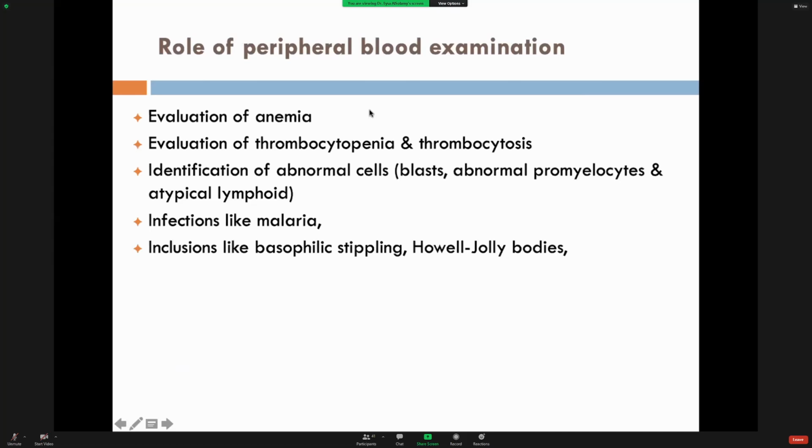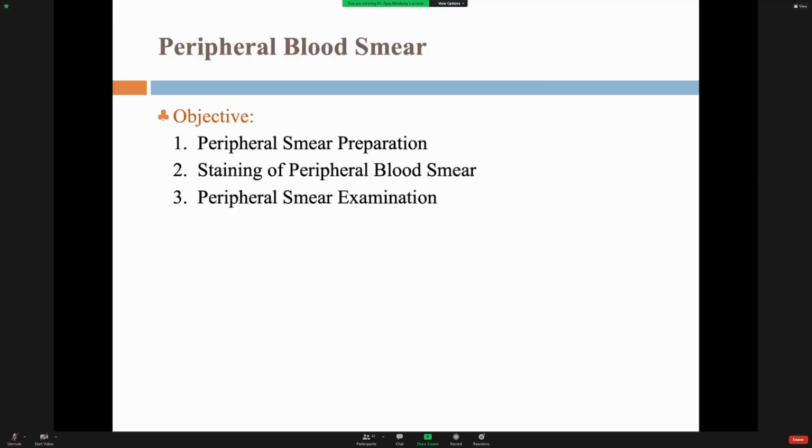Role of peripheral blood examination. Reasons to evaluate for anemia, any thrombocytosis or thrombocytopenia, any abnormal cells appearing on the peripheral smear, blasts, or any abnormal promyelocytes or atypical lymphocytes, infections like malaria, any inclusions like basophilic stippling, Howell-Jolly bodies. So you have to look at it in a peripheral blood examination, and for evaluation of pancytopenia in general.